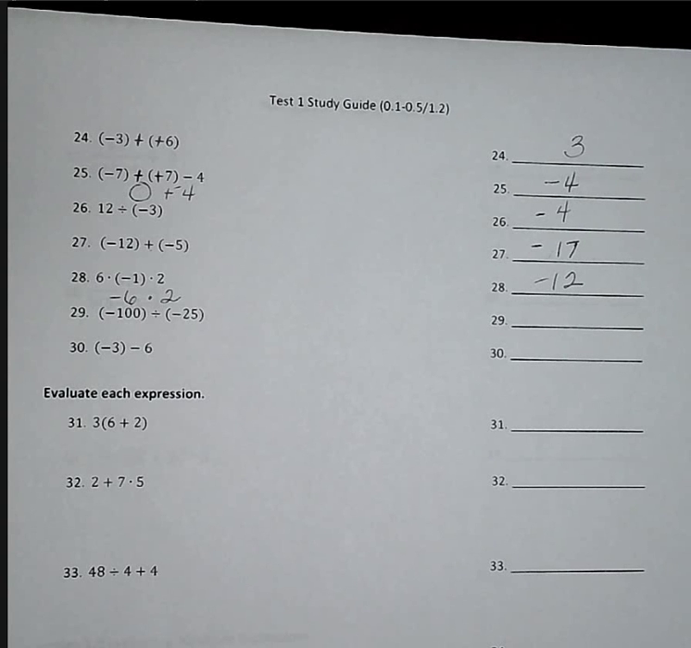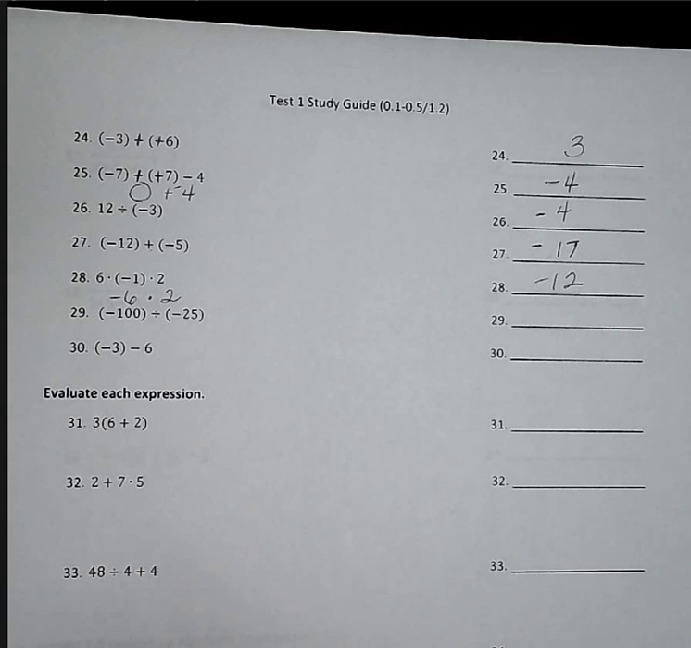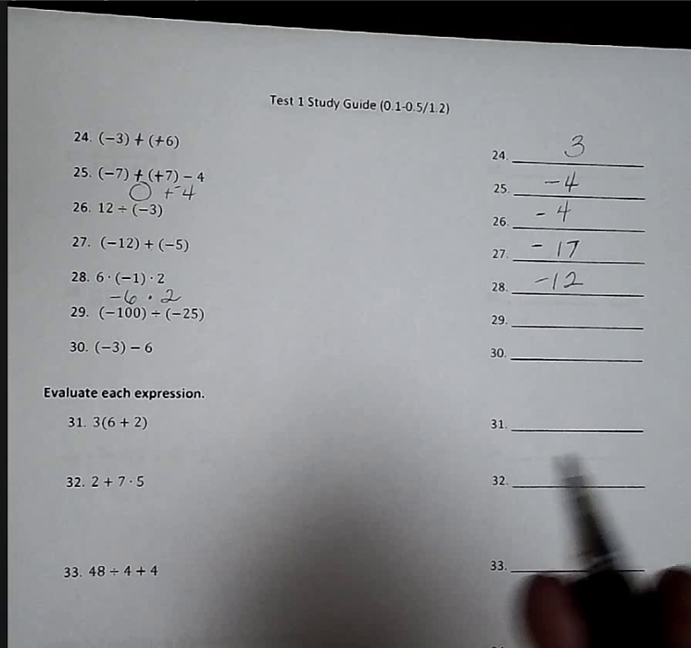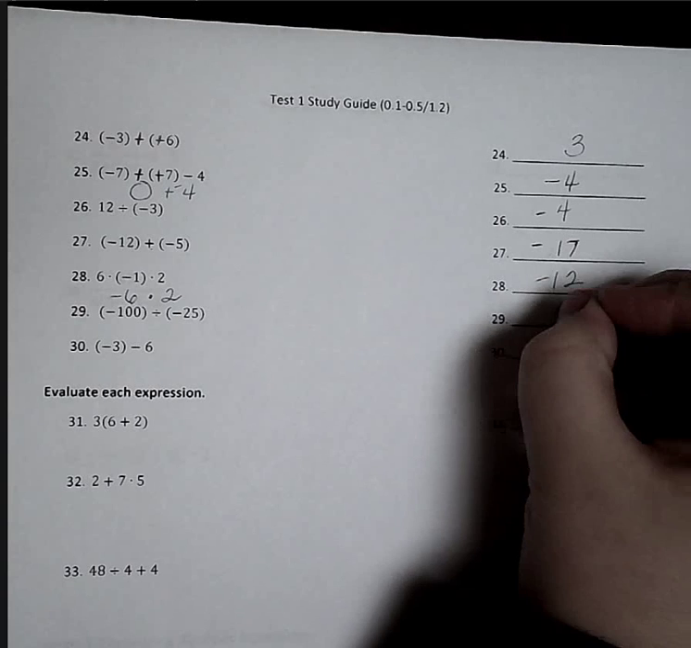Now this next problem is division. You're dividing negative 100 by negative 25. Well, a negative divided by a negative is a positive. And then 100 divided by 25 is 4.